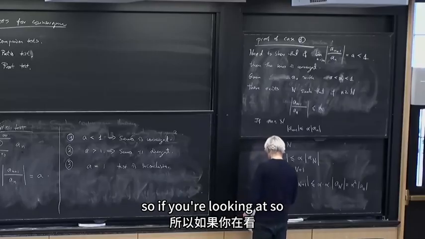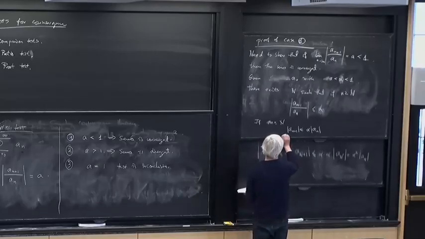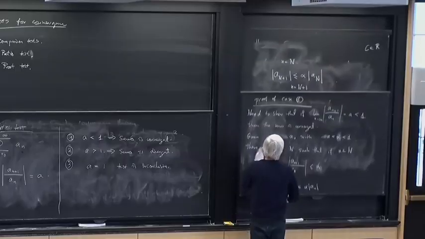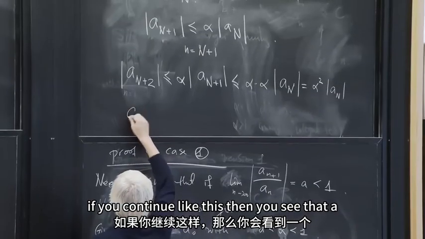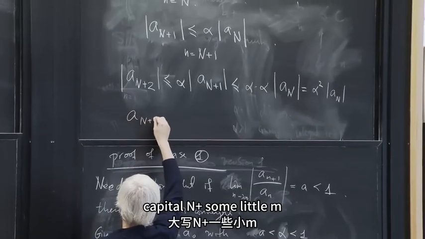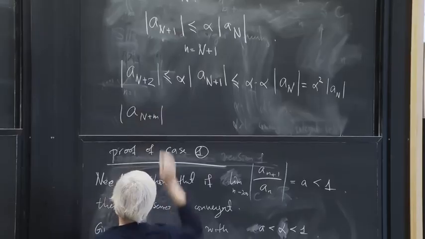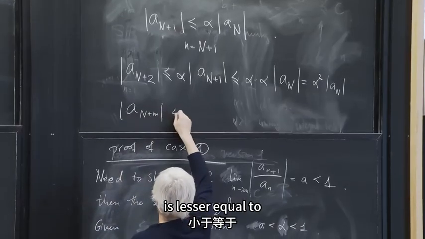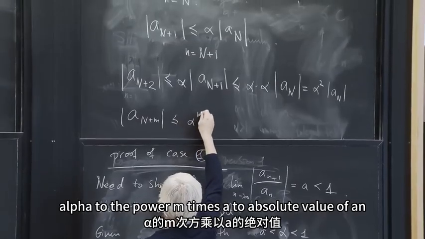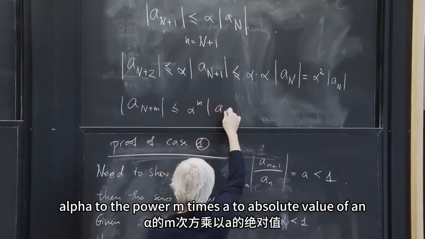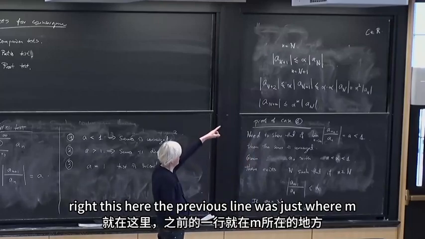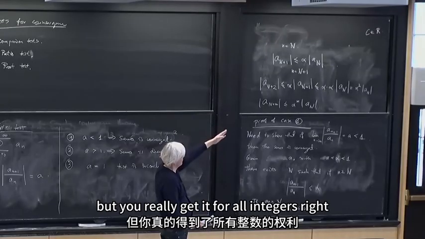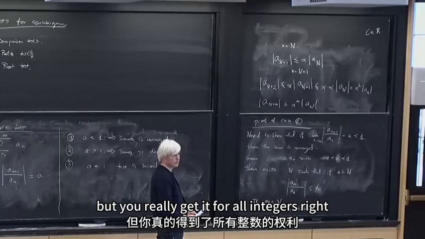So if you continue like this, then you see that A capital N plus some little m is less than or equal to alpha to the power m times the absolute value of A capital N, right? The previous line was just where m was equal to 2, but you really get it for all integers, right?